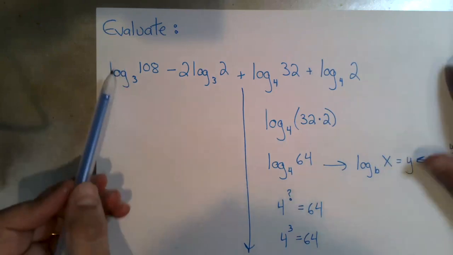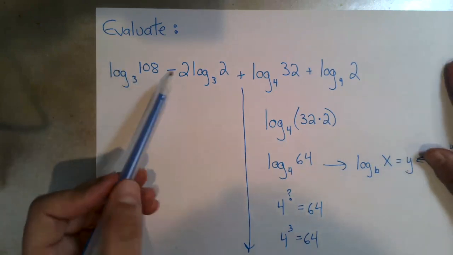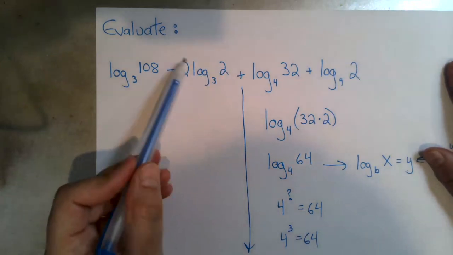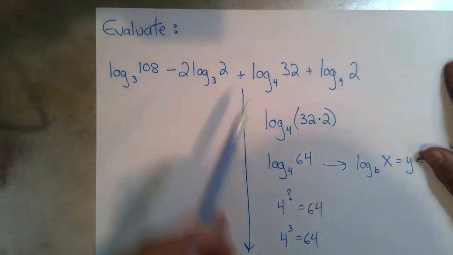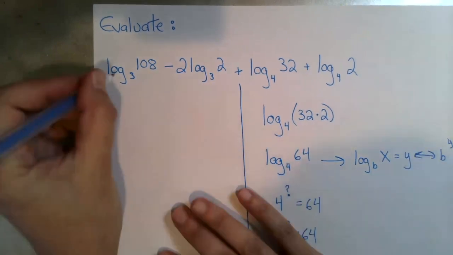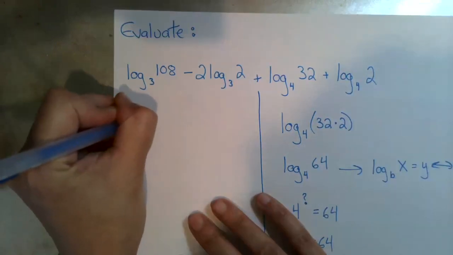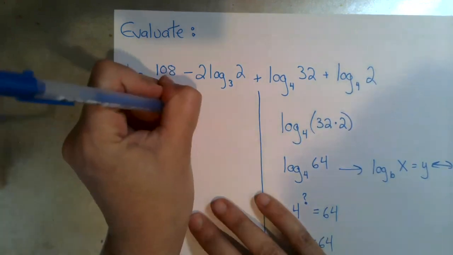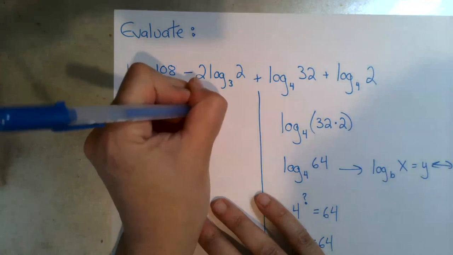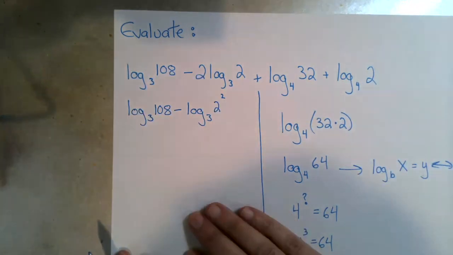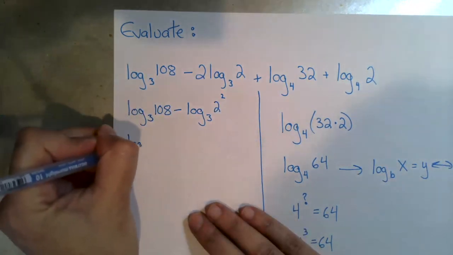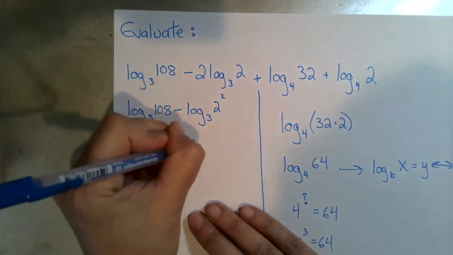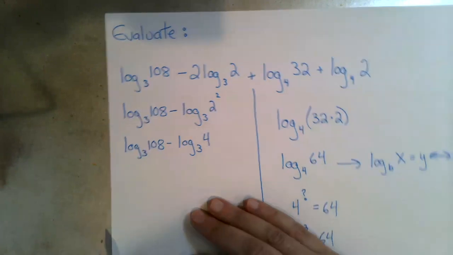All right, so log base 3 of 108 minus 2 log base 3 of 2. I see multiplication here, so that means I can turn that back into an exponent. So log base 3 of 108 minus log base 3 of 2 to the 2. Log base 3 of 108 minus the log base 3 of 4. 2 to the 2 is just 4.